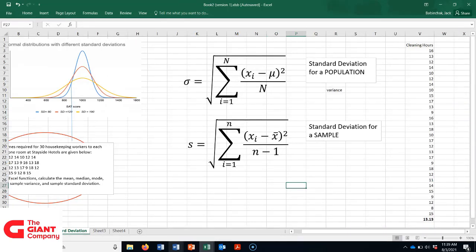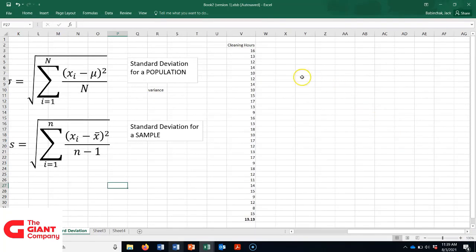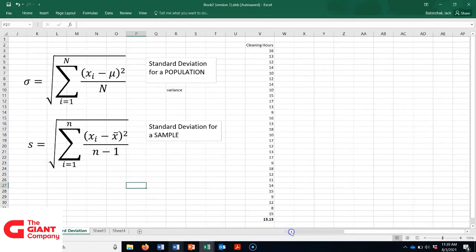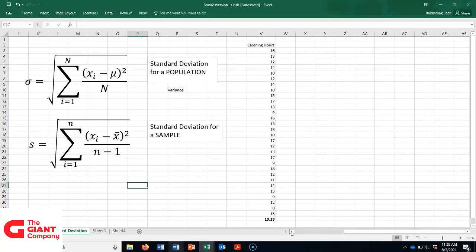So here are the numbers. I listed them down to make it a little easier. Here are the 30 housekeepers, and is this a sample or a population? That's a little bit of a tricky question, because this is how long it takes each of those 30 to clean the rooms. So you would say it's probably a population, because it's telling me how long it takes each one to clean the room. Or we might have just taken a sample of each one time. So you wouldn't necessarily be wrong in saying it's a population or a sample. The deviations are not going to be that far off either way.